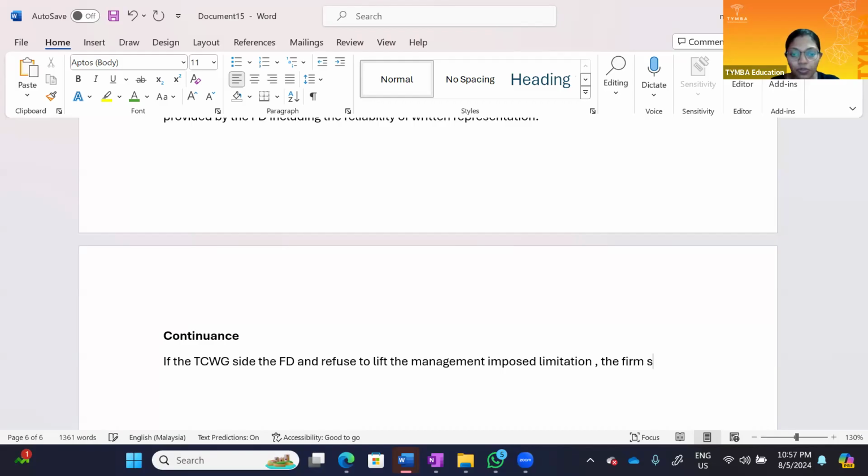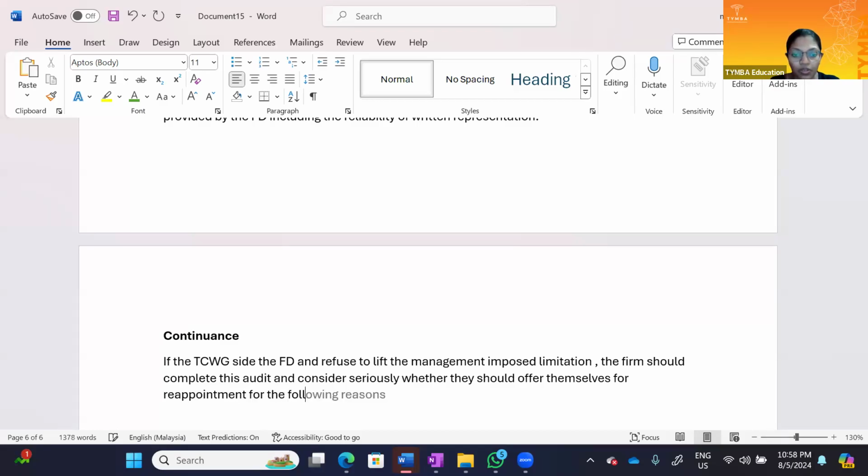The firm should consider, because it's already halfway, that we will tell them they should complete this audit, and consider seriously whether they should offer themselves for reappointment. So whether for reappointment for the following year, we need to consider it.